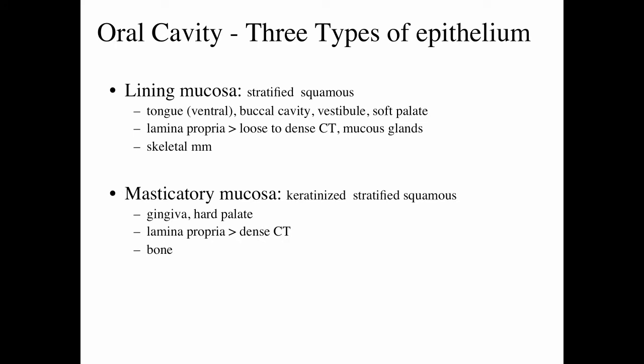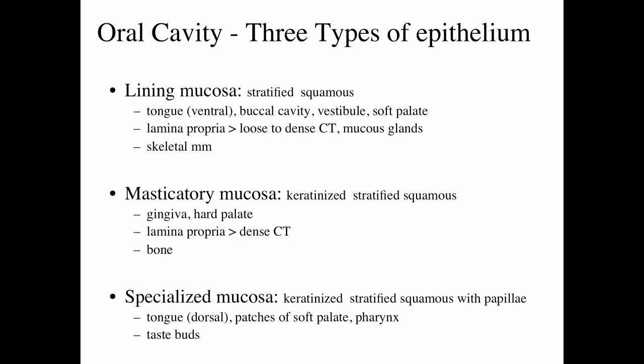There's also a masticatory epithelium, which is a keratinized stratified squamous epithelium. You find this on the gingiva and the hard palate. This will overlie a lamina propria of dense connective tissue, and under that dense connective tissue is usually bone. And then there's specialized mucosa in the oral cavity. It's a keratinized stratified squamous epithelium with papilla, and you usually find this on the dorsal surfaces of the tongue. There are some patches of this specialized mucosa in the soft palate and in the pharynx. And of course, the specialized papilla often involve taste buds.